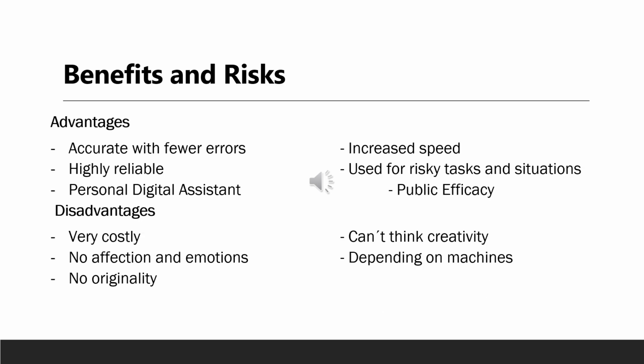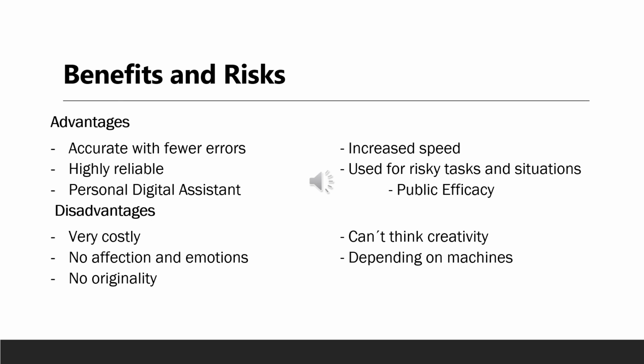Lastly, we'll be talking about benefit and risk. That is, we are talking about the advantages and the disadvantages of artificial intelligence. And we'll be discussing some of the advantages and also some of the disadvantages. Firstly, we are to talk about the high accuracy with less error.